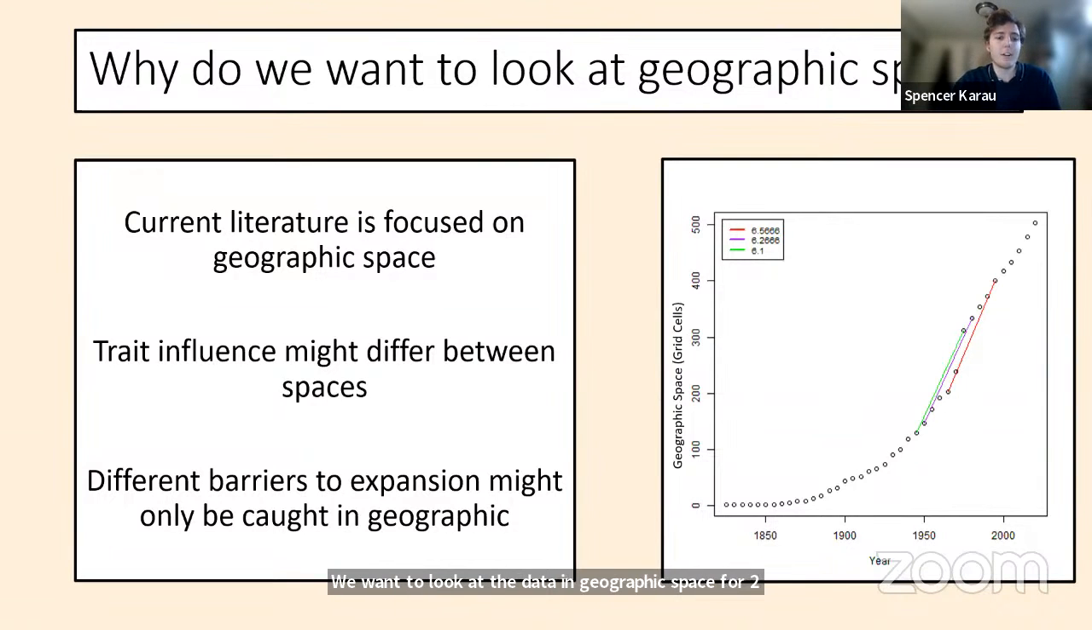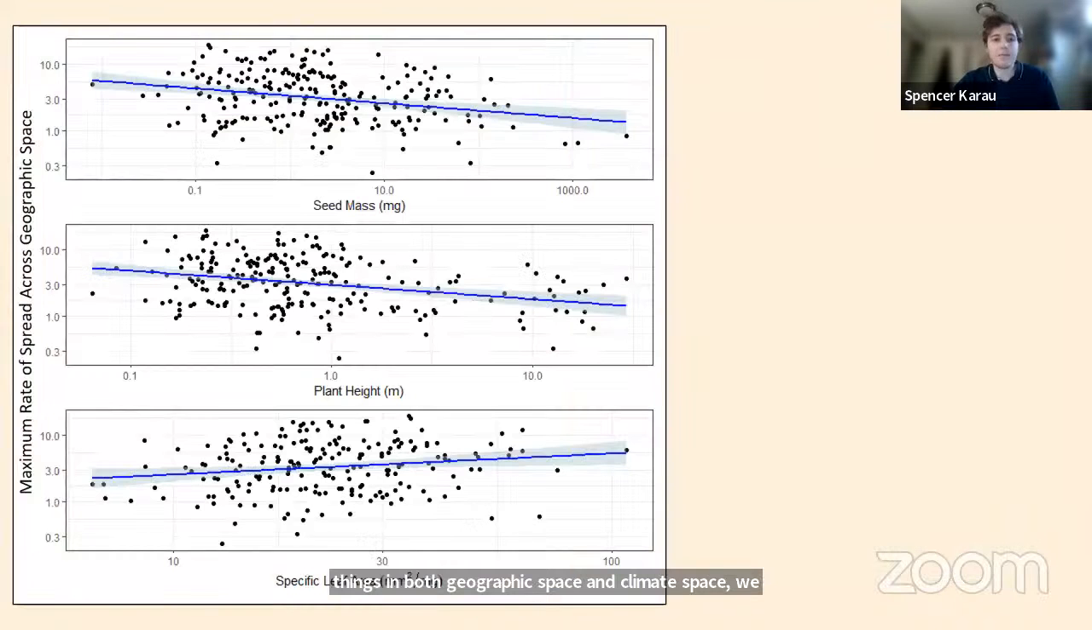Firstly, most of the current literature is focused on expansion in geographic space. So by doing this, we can more readily compare our results to what's out there in the literature. And secondly, the barriers to expansion might be different in geographic space and climate space, and likely are different. Some traits might prove to be more important to spread in one space over the other. So by looking at things in both geographic space and climate space, we can start to look into that.